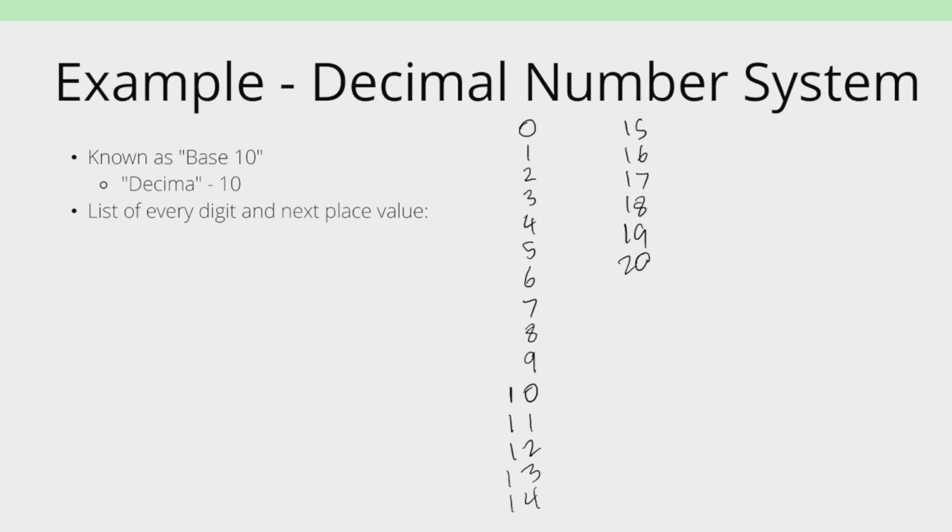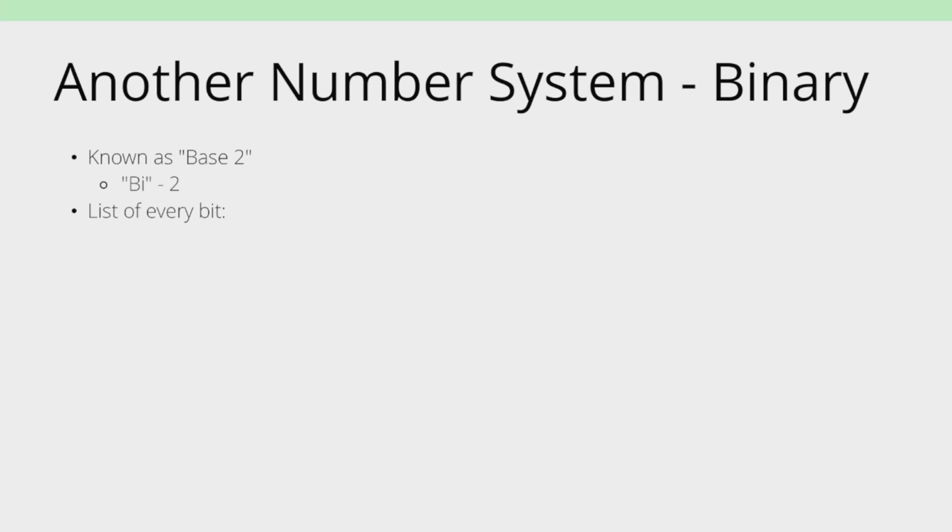Notice after 19, what did I do? I started over, right? So you're going to notice the ones place always goes 0, 1, 2, 3, 4, 5, 6, 7, 8, 9, 0, 1, 2, 3, 4, 5, 6, 7, 8, 9, and 0 again. You're also going to notice I add 1 to the left side, okay? So that's the decimal number system, where I have 10 digits. Decima, 10, 10 digits. Now, let's go ahead and talk about binary.